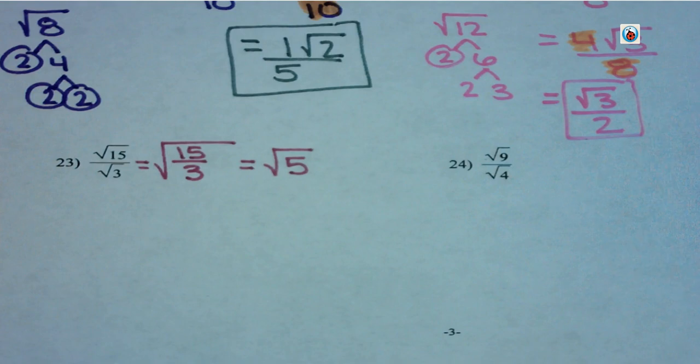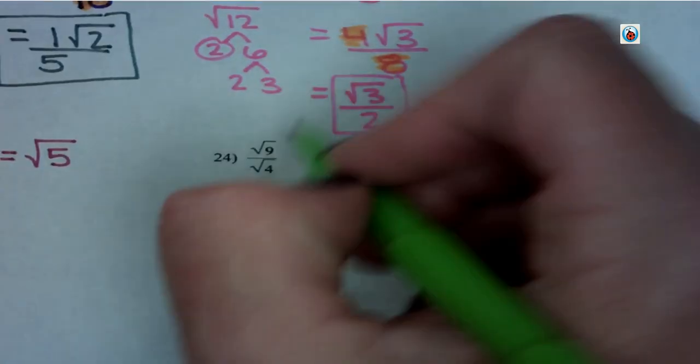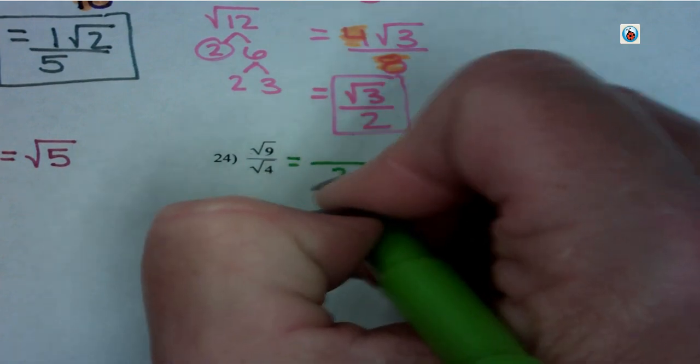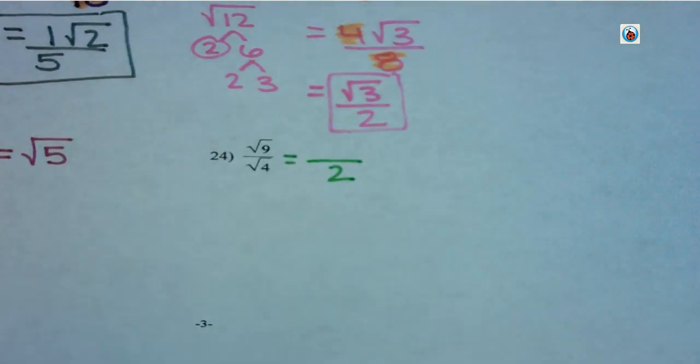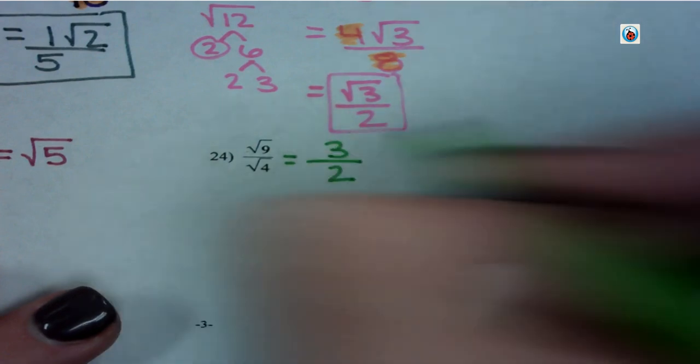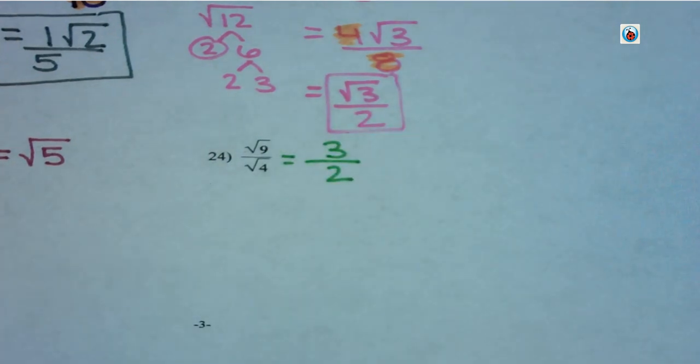Okay. 24. Look at your denominator. It's a perfect square, so it becomes 2. Look at your numerator. Well, it's also a perfect square, so it's just 3. So our answer is just 3 over 2. Yay! Okay, so that is the end of our radicals.